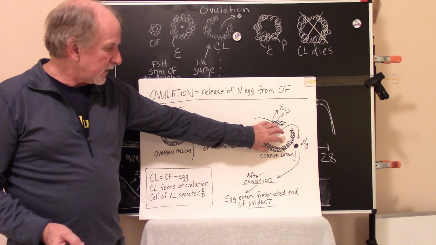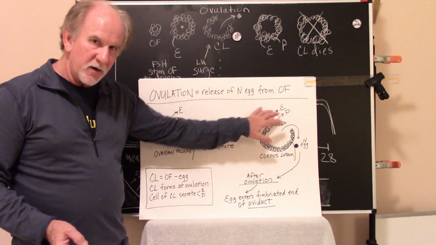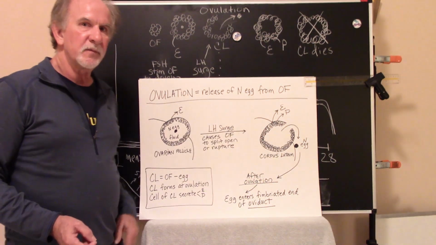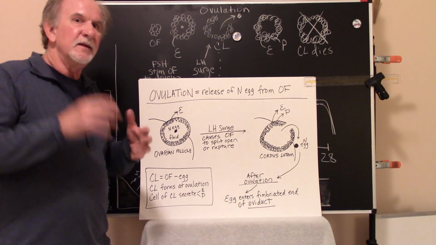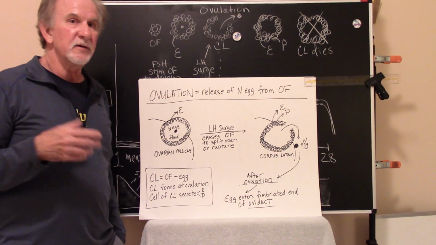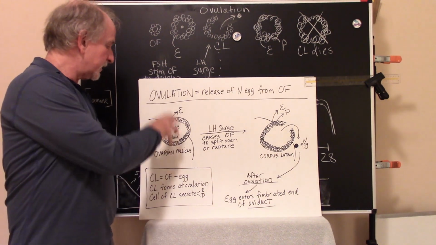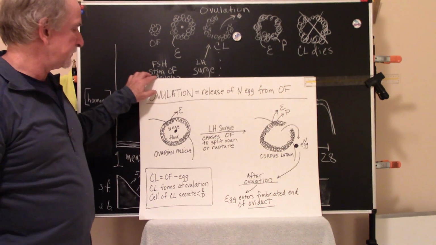And the ovarian follicle cells without the egg inside are now called the corpus luteum. We're going to look at this in more detail later. I just wanted to give you a sense of what ovulation means and the conversion at ovulation of the ovarian follicle to the corpus luteum.